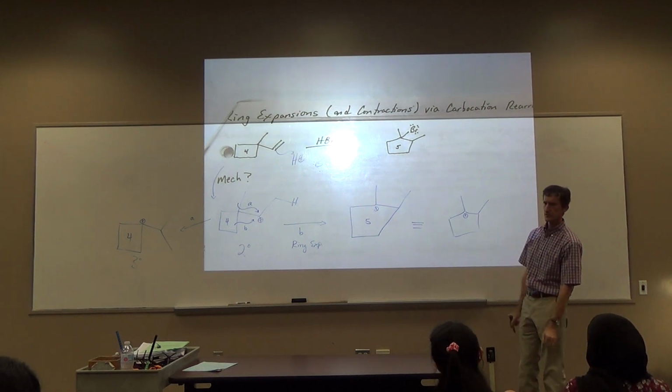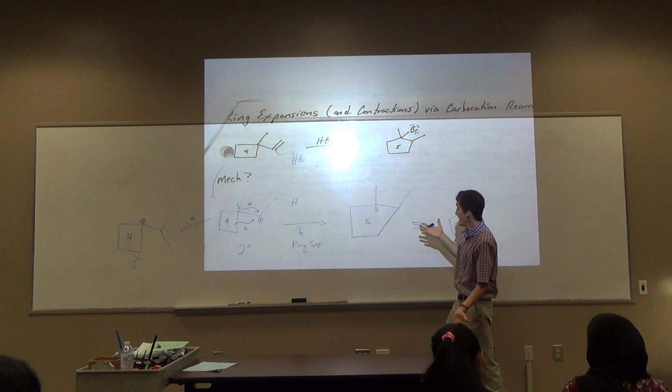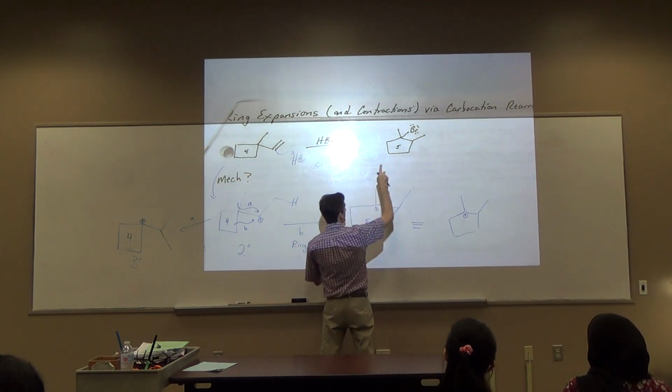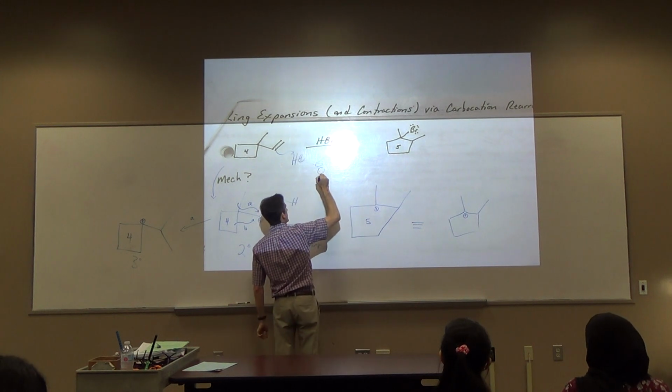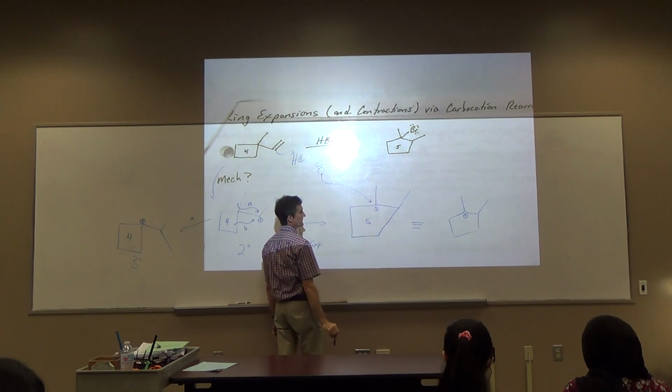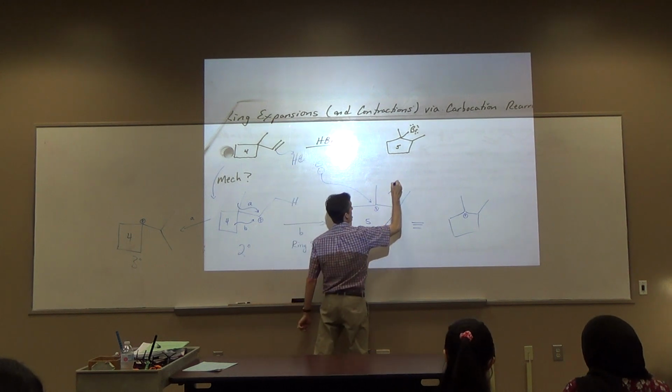Now you don't have to redraw this. You can say, that's it right there. I mean, the bond angle is a little ugly. How do you get the final product? Br minus has been watching it, and bam! What does that give? That gives product. There you go.